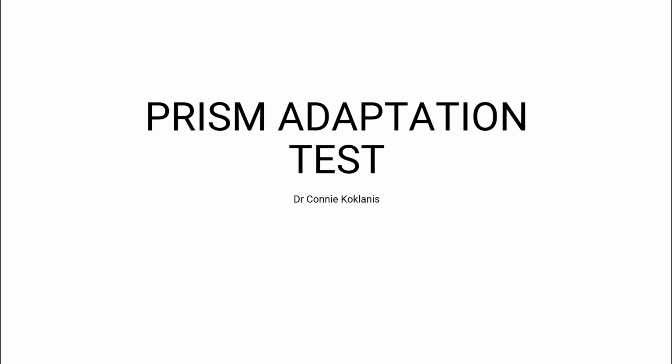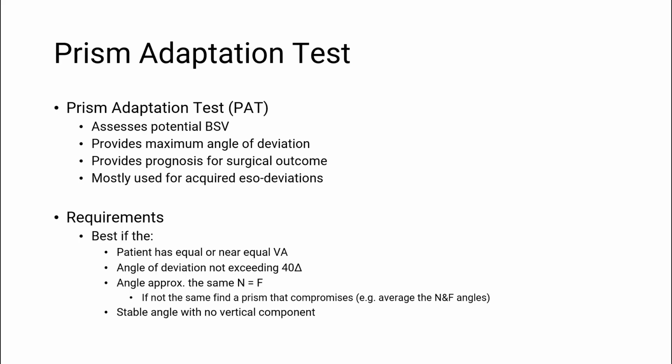In this video, we'll briefly discuss the Prism Adaptation test. We use it generally preoperatively, and we are trying to assess whether the patient has potential for BSV. It also provides us with the maximum angle of deviation, so it can give us the target angle for surgery.